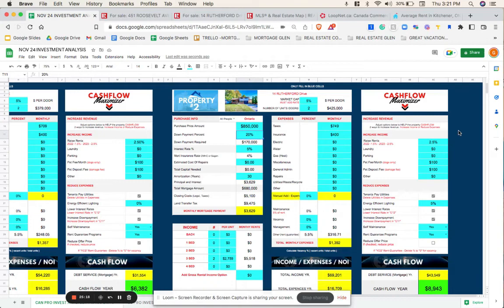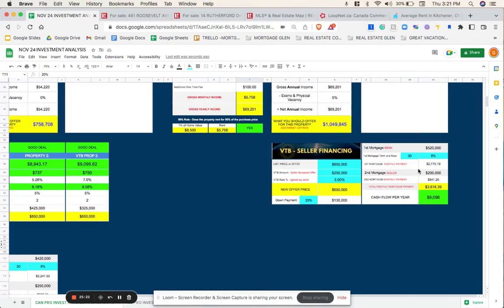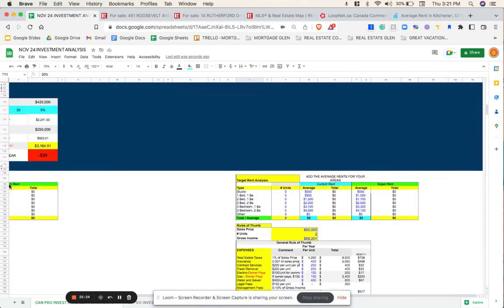It allows you to put them side by side. Now this is the pro version. So it gives you the cash flow maximizer. It gives you the vendor take back. It also gives you a rent analysis tool. You can use this to put in how many units and how much the rent is, right? You can put everything in blue, you can change the units, the average, and you even get a target range.